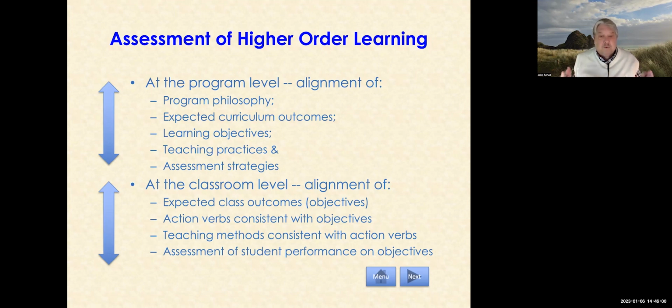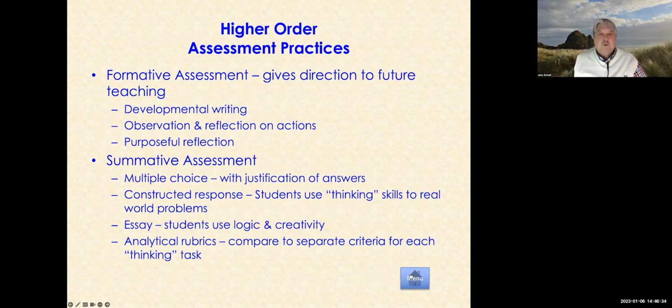At the classroom level, these higher order learning skills become viable when they're expected. You expect them through the beginning, you expect them through your objectives and the action verbs that are consistent with the objectives. That refers back to the old Bloom's taxonomy. The assessment of student performance is another way of thinking about this. Okay, let's move on here and we'll get back to it.